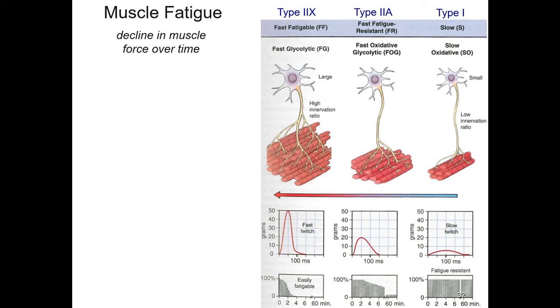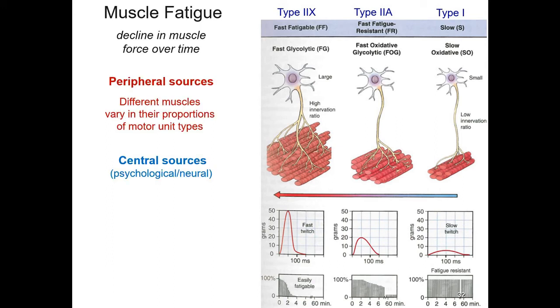Muscle fatigue concerns the decrease in muscle force over time. A decrease in the ability to produce muscle force over time can result from either central or peripheral sources. Peripheral fatigue is produced by changes at or distal to the neuromuscular junction. Peripheral fatigue depends upon the proportions of different motor unit types. If a muscle has a high proportion of fast fatigable motor units, it will fatigue more quickly.